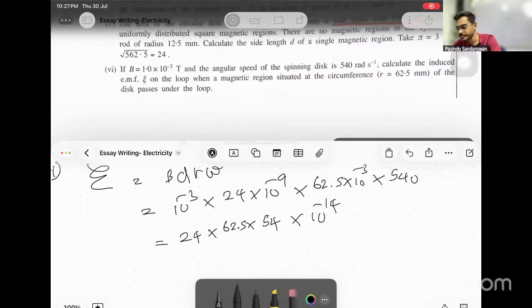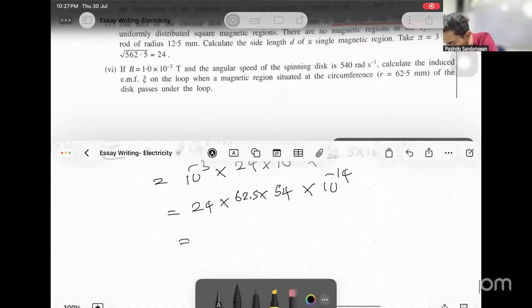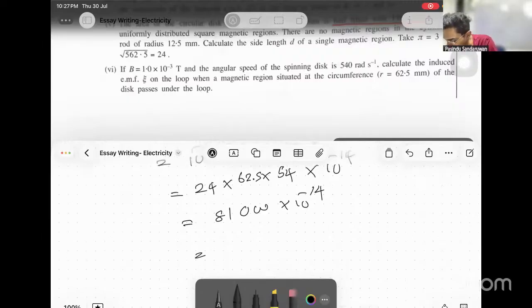Then this should be simplified, right? 24 times 54 times 62.5 is 81,000. Then this is 81,000 times 10 to the power minus 14, right? Keep it in the simplest form. Then it can be written as 8.1 times 10 to the power minus 10, no? Right? 8.1 times 10 to the power minus 10 volts, right?